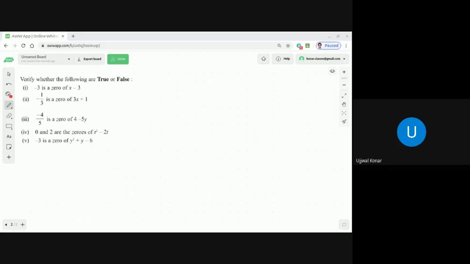Correct. -1/3 is a zero of 3x plus 1. That is true. Because if you apply -1/3, then what you'll get? You will get -1 plus 1. Correct or not?